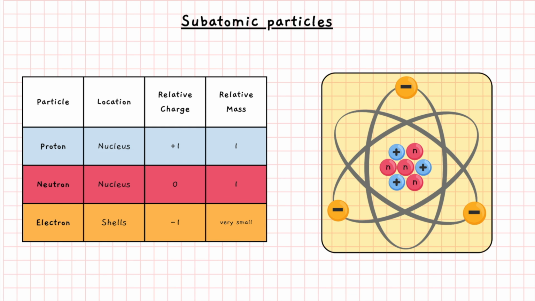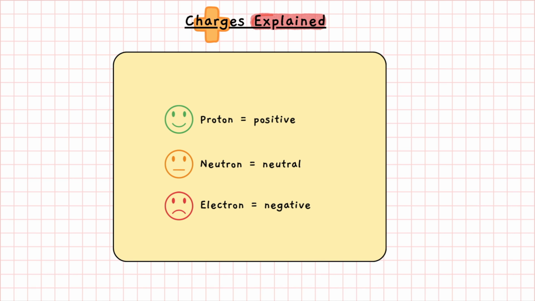Protons are positive, neutrons have no charge, and electrons are negative. The important thing to notice is that electrons have almost no mass compared to protons and neutrons. Each of the subatomic particles has a different charge, as shown here. This matters later when we talk about ions, but for now, just focus on knowing which particle has which charge.